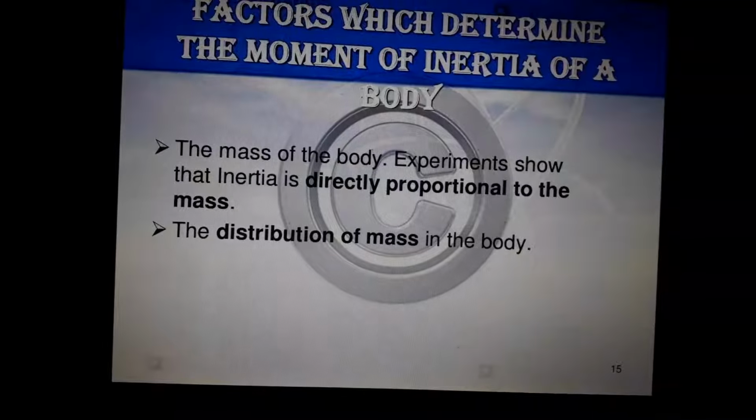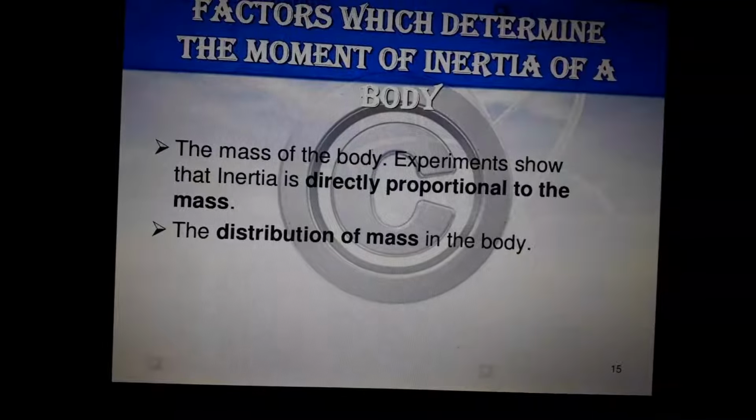Which car is easy to move, the small one or the big one? Of course, no doubt, the small car is very easy to move, because the bigger one has more mass and the smaller one has less mass. So inertia is directly proportional to what? It is proportional to the mass of the object.